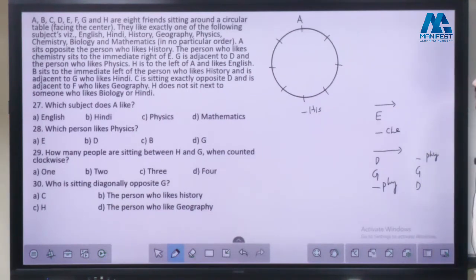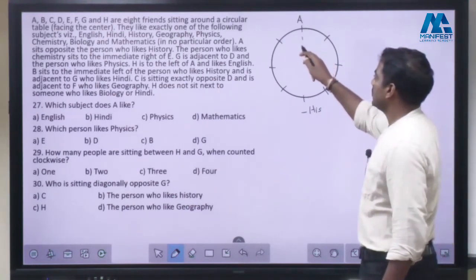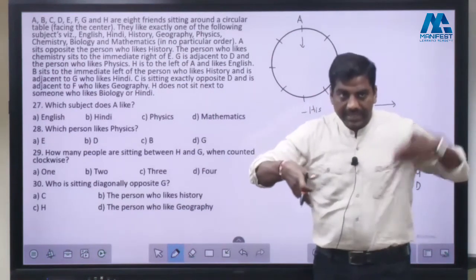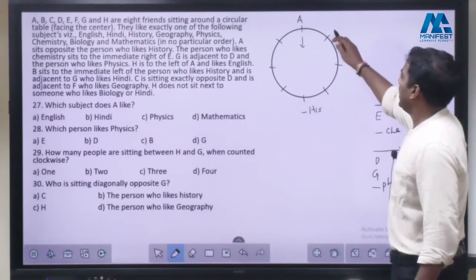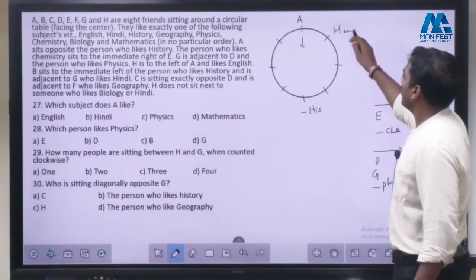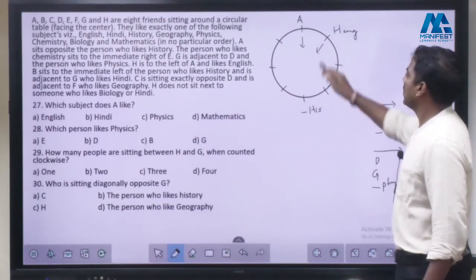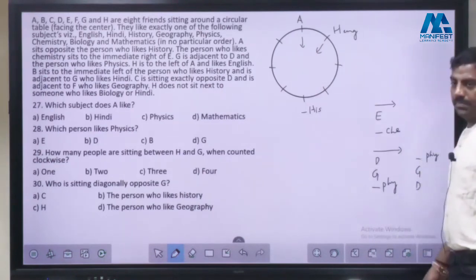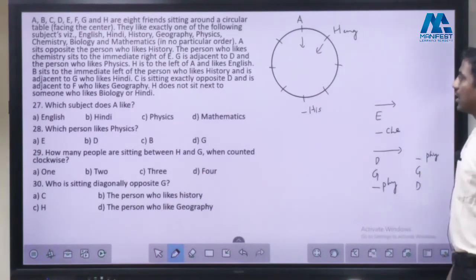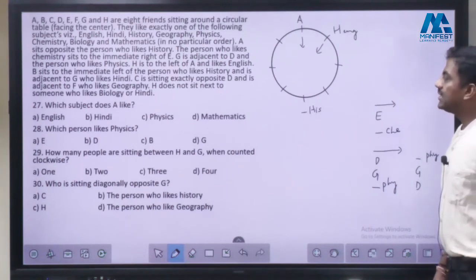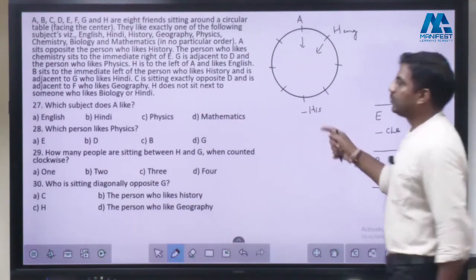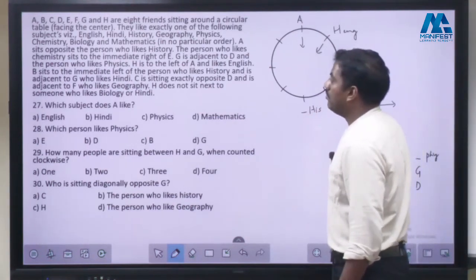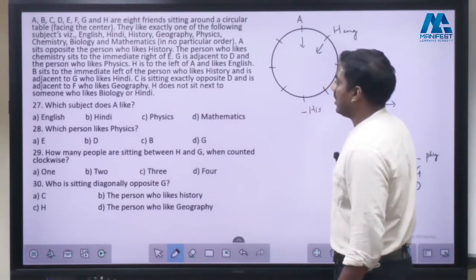H is to the left of A. Okay. A is looking like this. H is to the left of A, and he likes English. Do you have a common connect yet? Anything with respect to H or English? No. B sits to the immediate left of the person who likes history. Okay. This person likes history, and B sits to the immediate left.